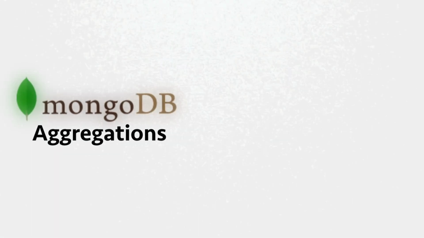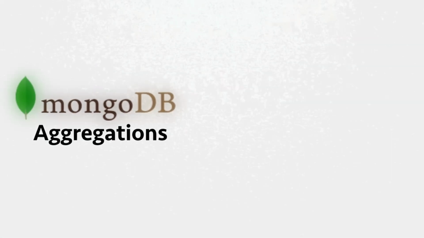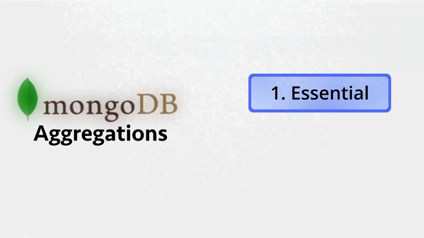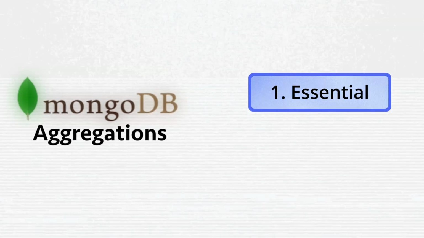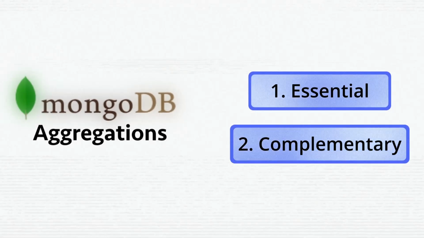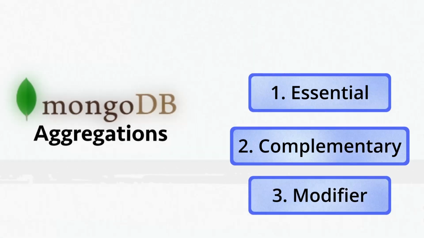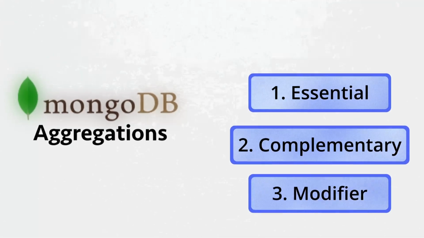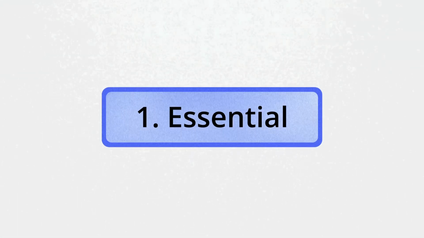If you ask me, I would categorize those aggregations into three parts. Essential aggregations required to transform the data in the ways you want. Complementary aggregations required as well, but for much easier tasks. Modifier aggregations, those that modify data, not just read it. We'll start with essential aggregations first.